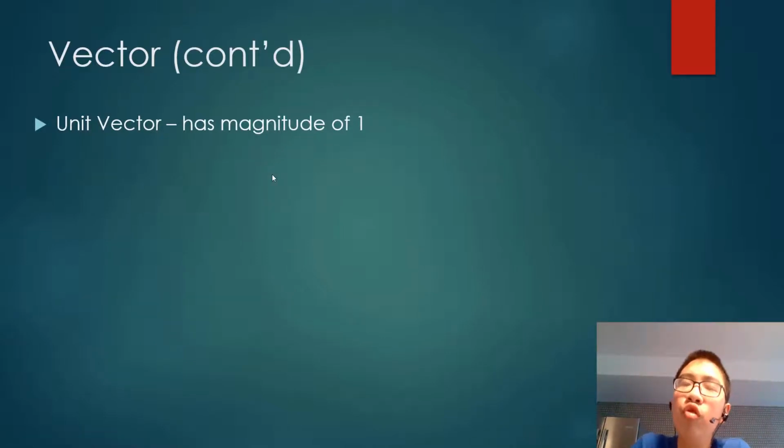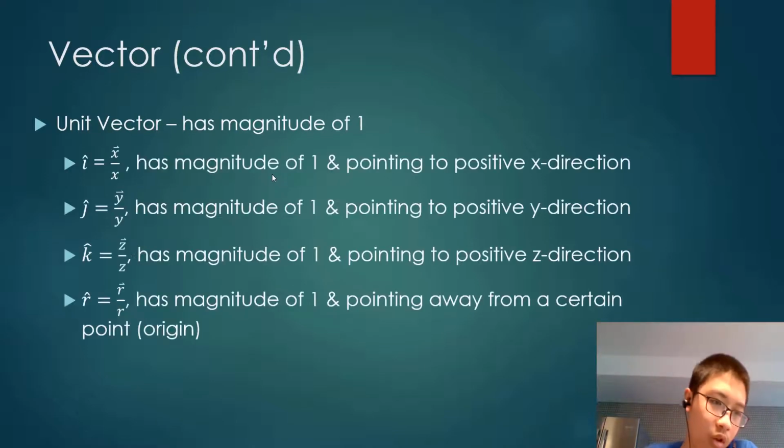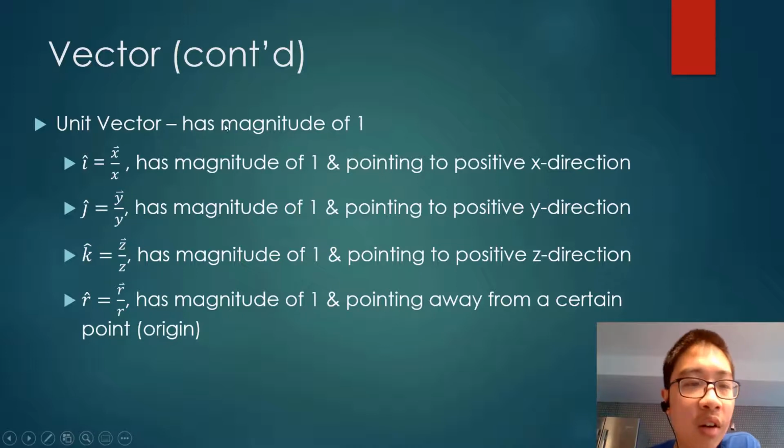So let's talk about unit vector. It's really important. A unit vector has magnitude of 1. The unit is a fancy name for magnitude of 1. There are four typical unit vectors. I hat is equal to vector x over the magnitude of vector x. It has magnitude of 1 and pointing to positive x direction. Same for j hat. It's y over the magnitude of y and has magnitude of 1 pointing to positive y direction. K hat pointing to positive z direction.